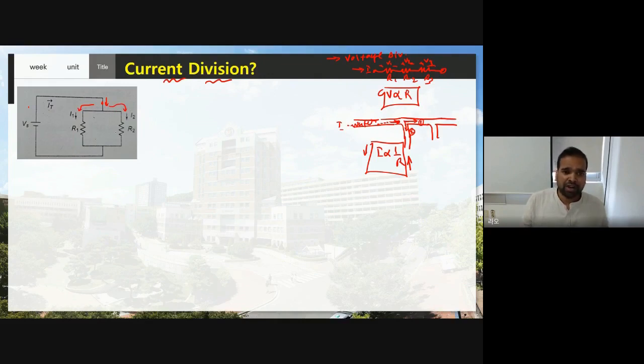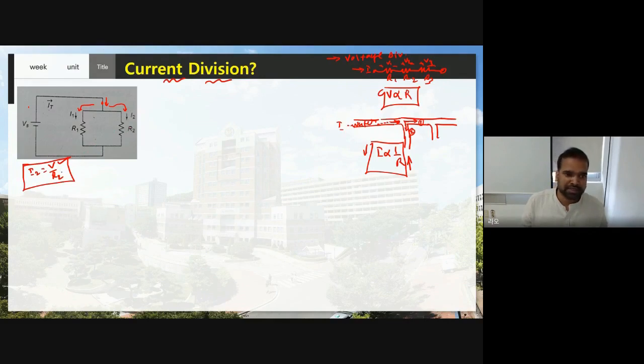Now I want to find the I2 current, that is, how much current is flowing towards R2. What is the formula? I2 equals V by R2. In order to find I2, first you need to find the voltage, then you find the current I2. This is one procedure in circuit theory analysis. If you want to find some unknown parameters, there are many methods. By using any one method, you can find the unknown parameter.